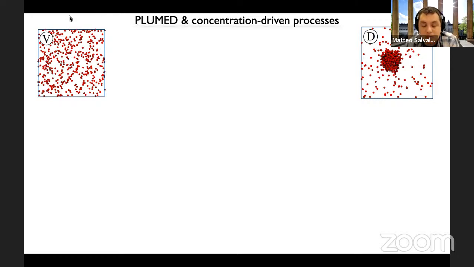To give an idea of this type of process, I have a prototypical example of this type of phenomena, which is the nucleation of a droplet of a liquid from a supersaturated vapor. In our case, the reactant is the vapor here, and it's metastable because its density is higher than the equilibrium density at the temperature and pressure of interest. So this system evolves and, given enough time, forms a droplet of liquid.